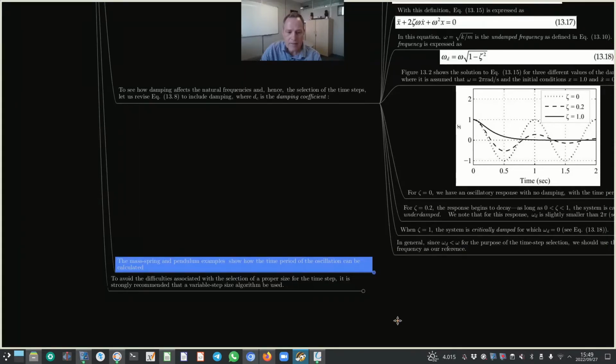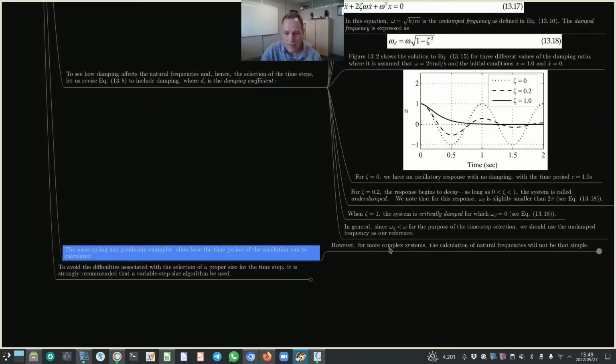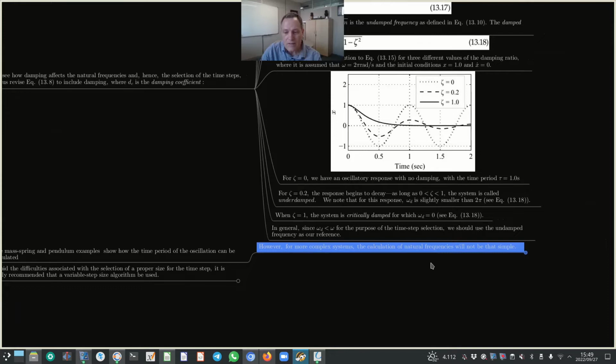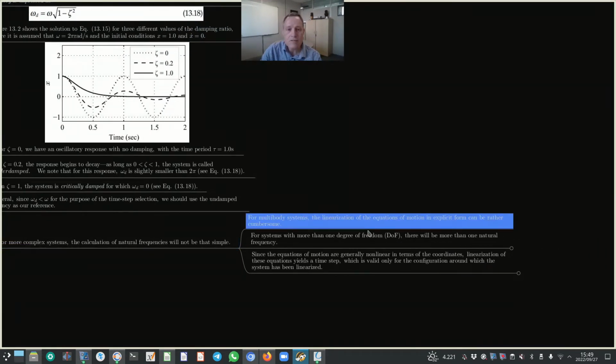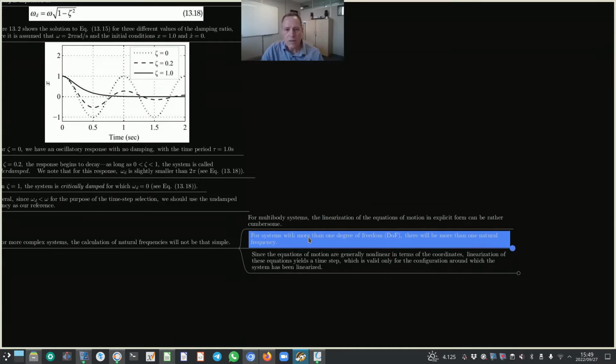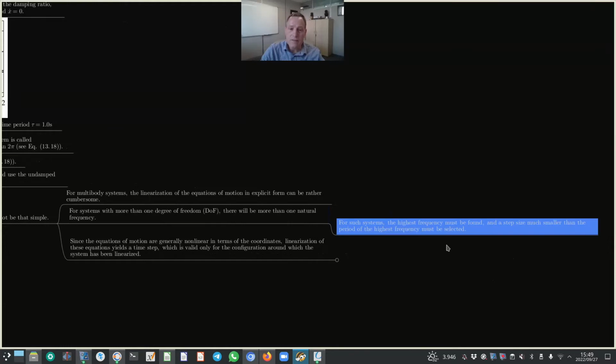The mass spring and pendulum examples that we've looked at show how the time period of the oscillation can be calculated. However, for more complex systems, the calculation of natural frequency will not be that simple. For multi-body systems, the linear realization of equations of motion in explicit form can be rather cumbersome. For systems with more than one degree of freedom, there will be more than one natural frequency. For such systems, the highest frequency must be found and the step size much smaller than the period of the highest frequency must be selected.